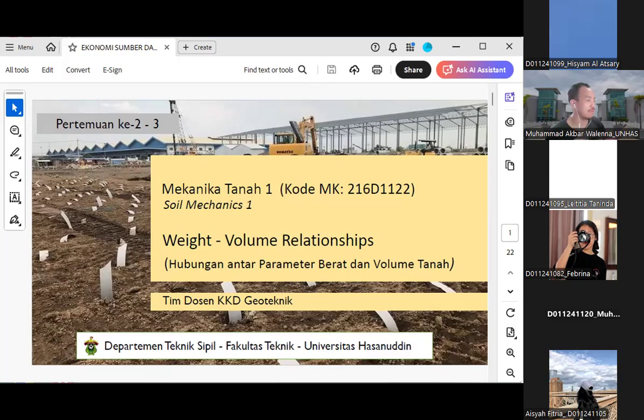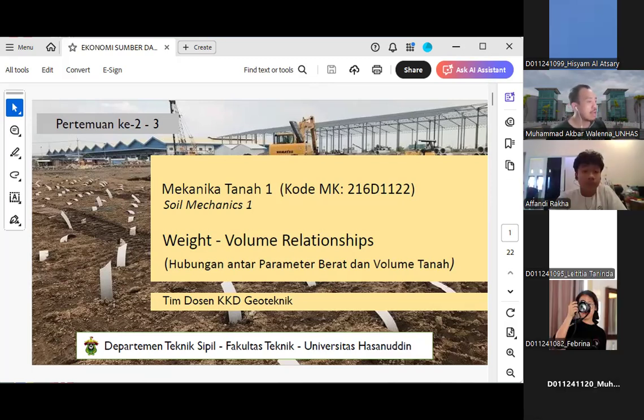Okay, so I'm going to divide the slide presentation into two weeks of lectures. For the first part, I'm going to focus on the parameters, which are specific gravity and the degree of saturation, and how you should perceive these parameters and numbers.